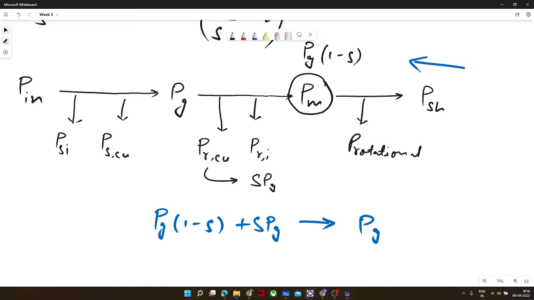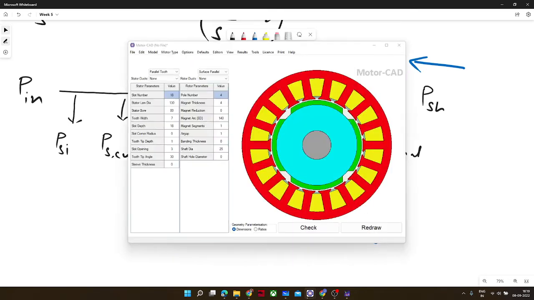Okay, so I think at the last of the session, I will be able to show you some flux path in the induction motor. I wanted to show you right away, but some glitch in the software appeared. So for that purpose, I will postpone it to the last of the class.